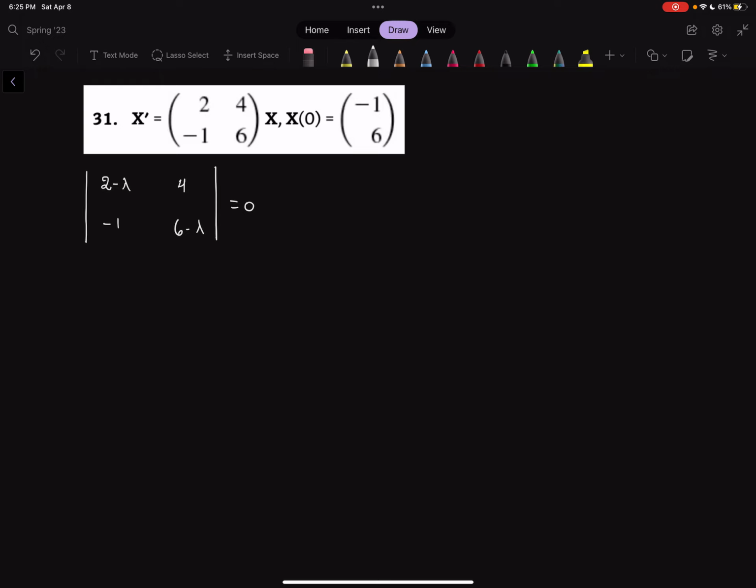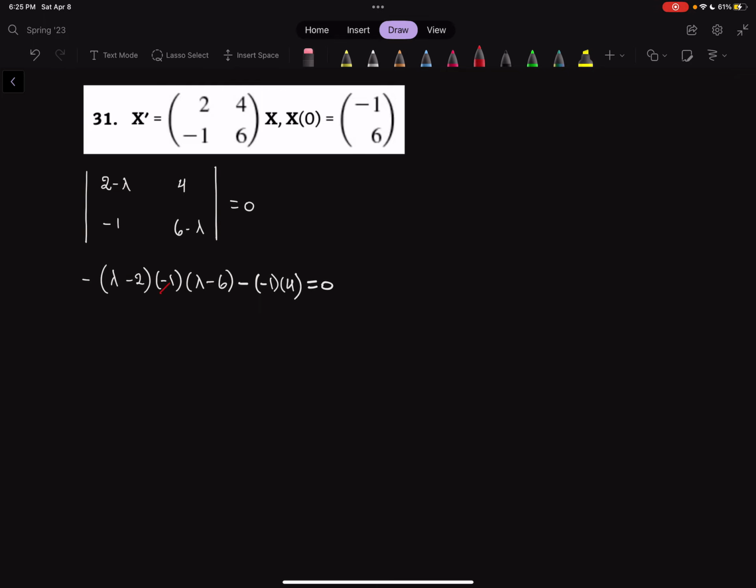Now, to find the determinant of this, I have to multiply this by this and subtract this by this. So let me do that. And I'm also going to factor out a negative sign from each term. So that will give me a lambda minus 2, and here a lambda minus 6. And then we have negative 1 times 4. Be careful there. Negative 1 times 4. And that's equal to 0.